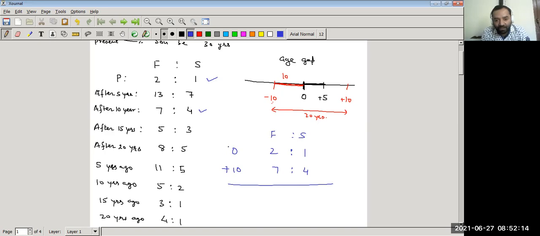So first we find the gap. This gap is between 0 and 10. So 10 years, so we write 10. This is the gap. And then we have to find the difference in 7 and 4.